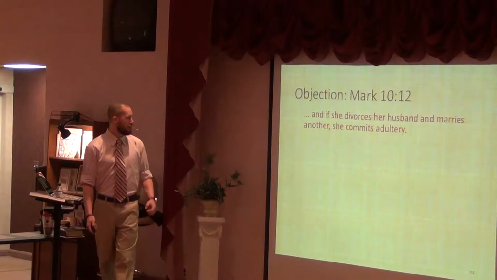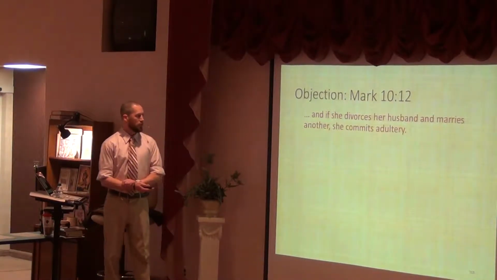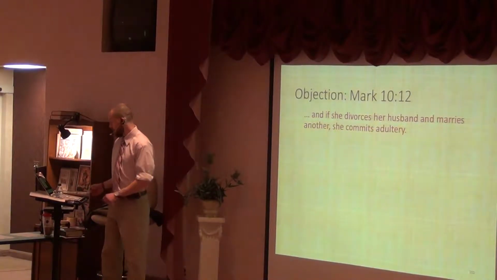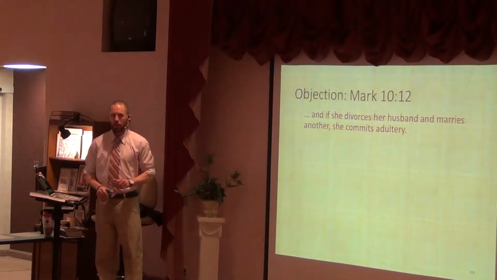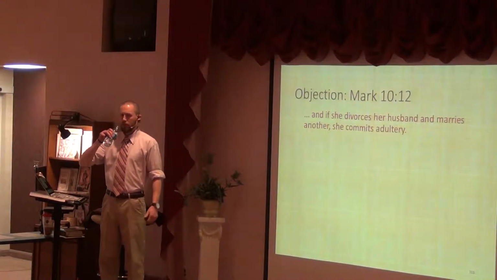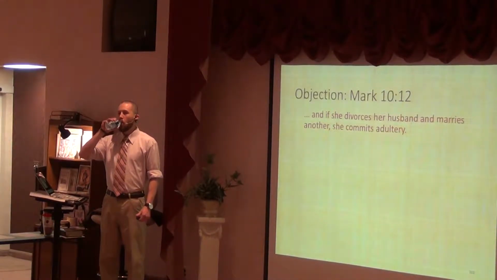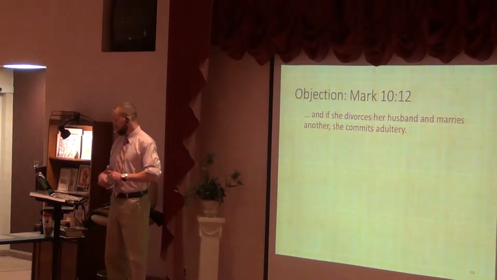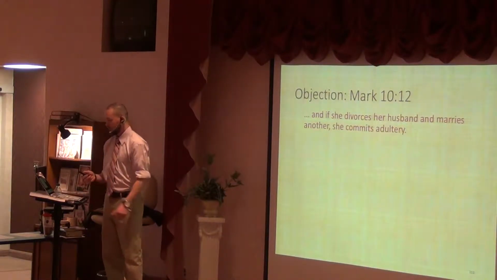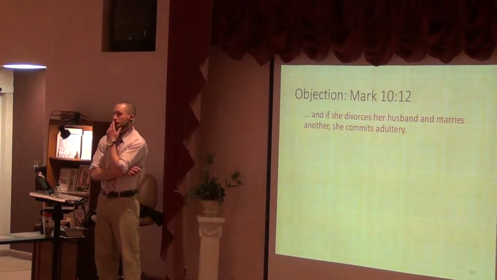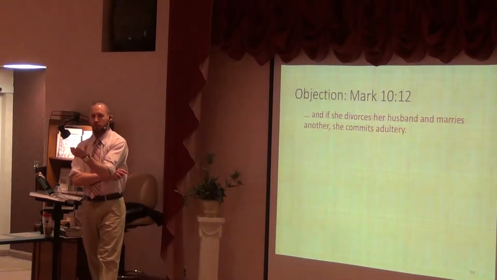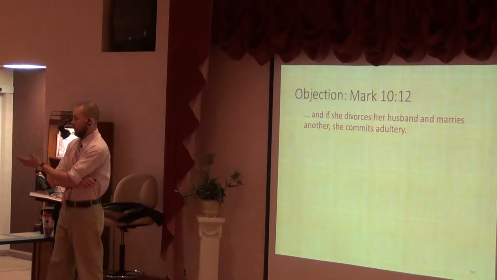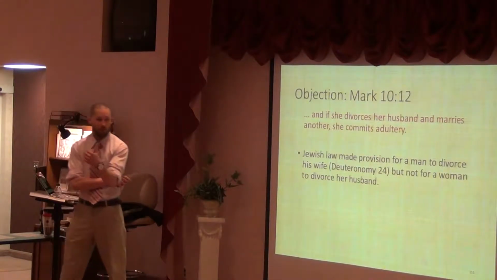Number 2, Mark 10, verse 12. If she divorces her husband and marries another, she commits adultery. This is Jesus teaching on divorce. Anybody find that weird? Somebody tell me why that's weird. It's usually the husband, and why? Jewish women don't divorce. Jewish women don't divorce. What does the law of Moses give provisions for? The husband putting away a wife, but not the wife putting away the husband.